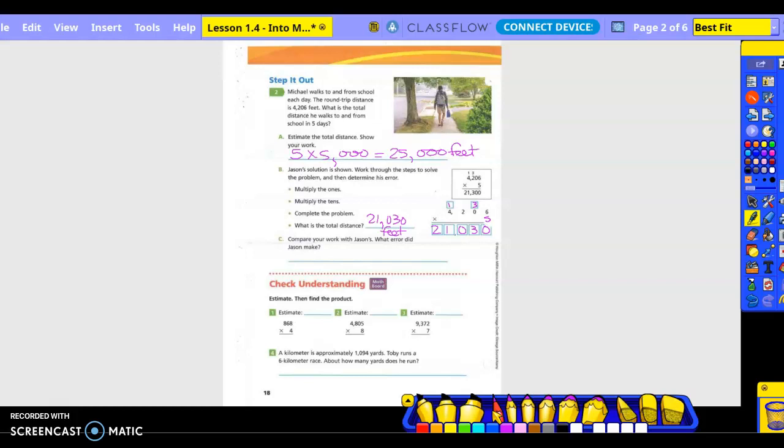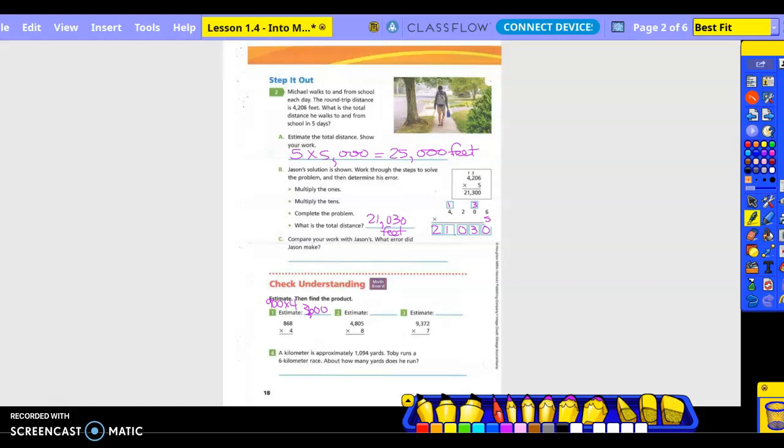Okay, check understanding, estimate, then find the product. So estimate, what are we going to estimate 868 to? 800. Okay, so we'll go ahead and write what? 900 times 4. So 9 times 4 is what? 36, and add 2 zeros. So our estimate is 3,600.